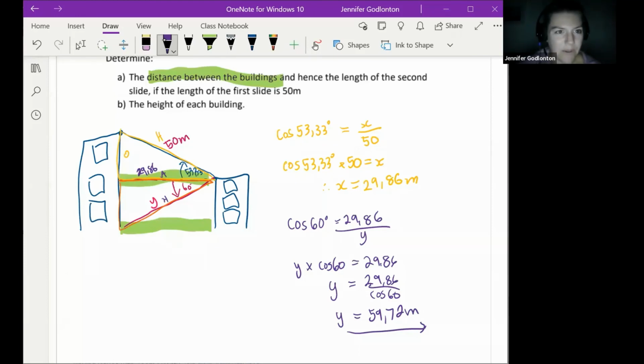I hope people were able to get that far. Well done for anyone who landed up getting those right. That's really awesome. Okay, so now we know that this is 59,72. And then you could either use Pythagoras or you could use trig. It doesn't matter which one you use, but if you are now looking for the height of each building, you would be looking for this height over here and this height over here.